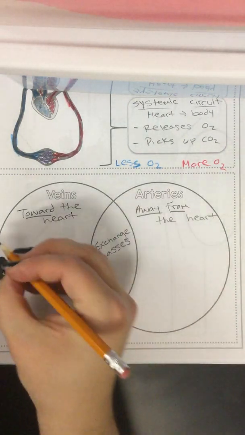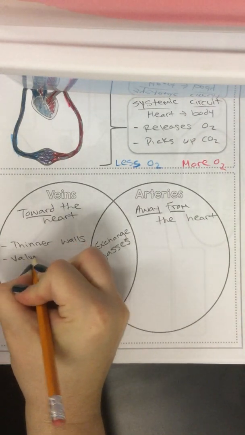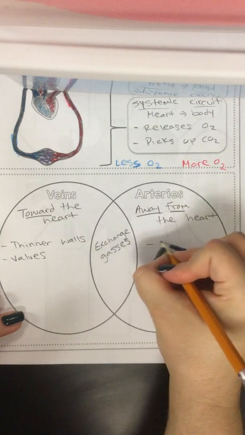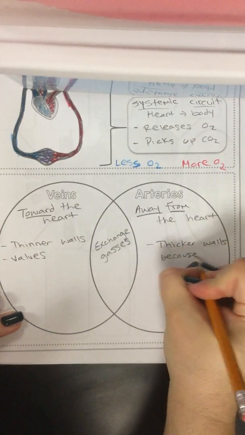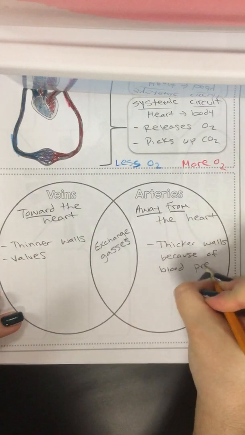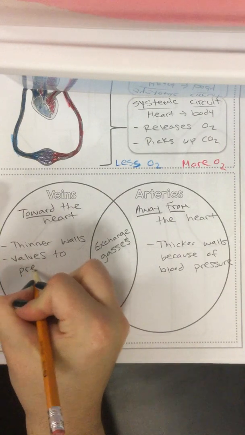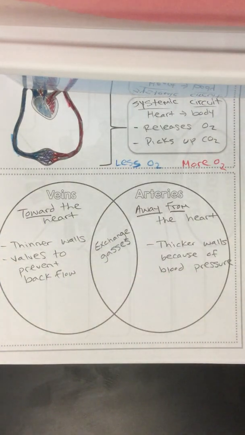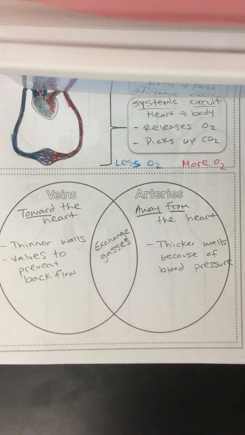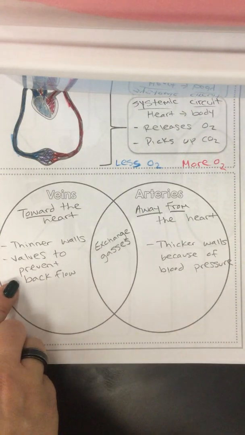So veins have thinner walls. They also have valves to keep the blood from flowing backward. Arteries have thicker walls because of blood pressure. I will add more to valves here. So to prevent things from going backward. Your arteries need thicker walls because they're getting all the pressure straight from the heart pushed on them. So they need to have the thicker, more muscular walls to prevent themselves from exploding. Whereas by the time stuff gets to the veins, there's very little blood pressure left. So they don't need those thicker walls. But they do have valves to prevent blood from flowing backward.